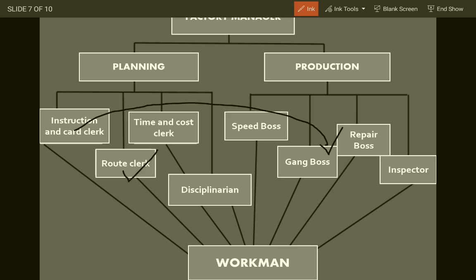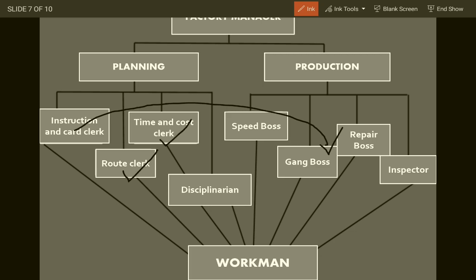The route clerk is responsible for ensuring a chronological order of the activities that need to take place. He makes a step by step procedure from raw to finish. He analyzes what route needs to be taken, chronologically step by step, to convert the raw material into finished goods.